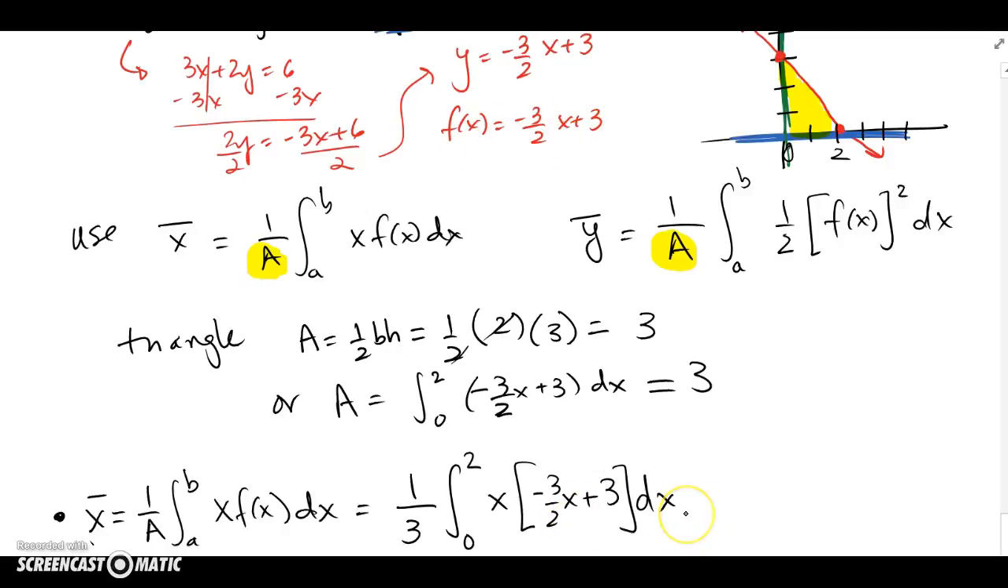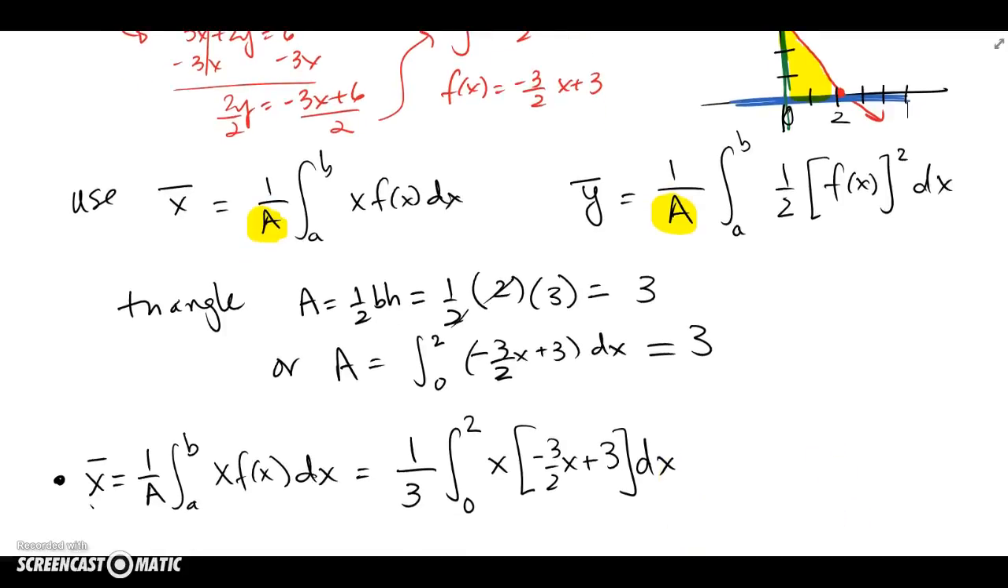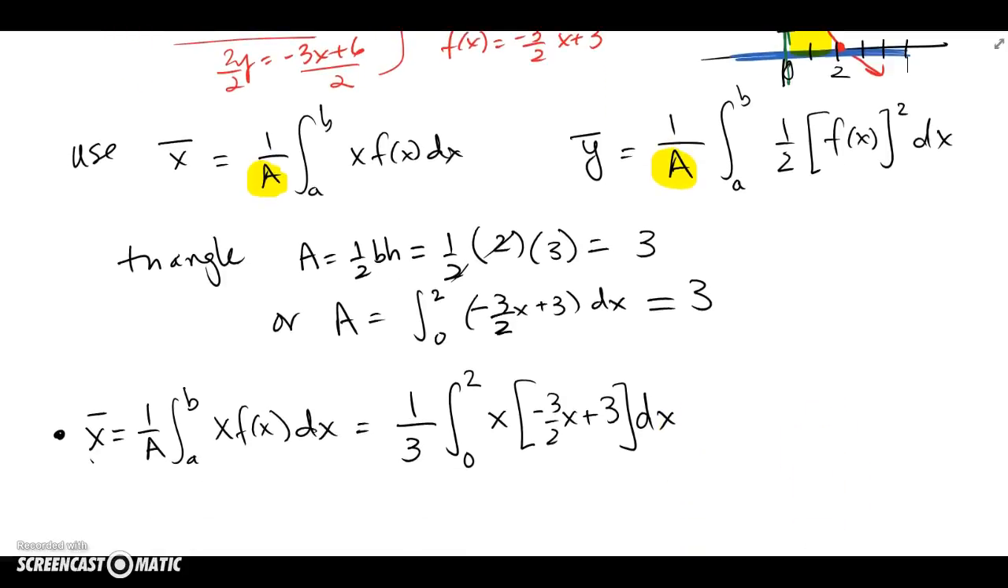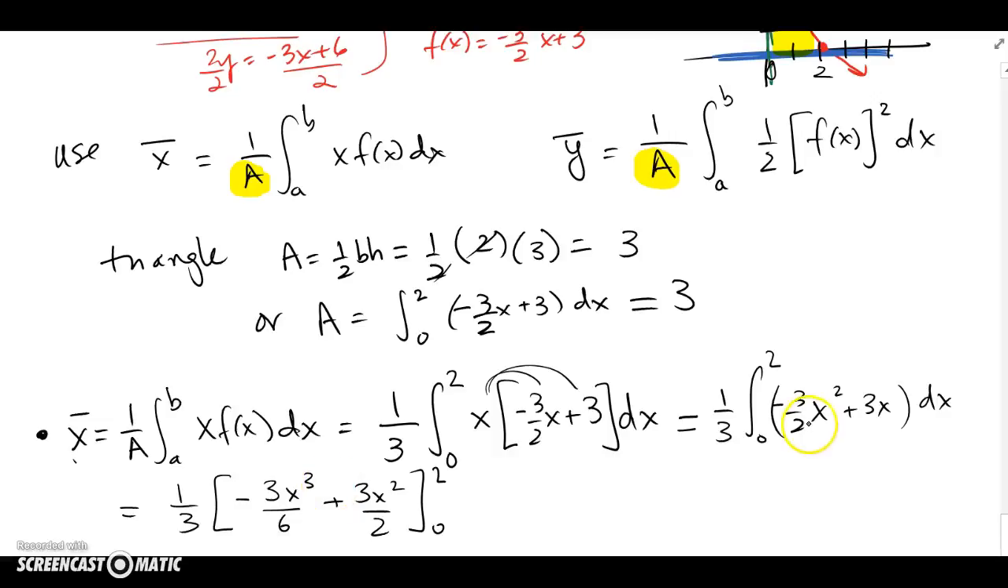I put that in, multiply by dx, and it looks like that's going to be a pretty quick integral to do. So it's a third times -3/2 x cubed over 3, so that's over 6, plus 3x squared over 2 from 0 to 2, and that's going to give us a value of 2/3 when we evaluate it.